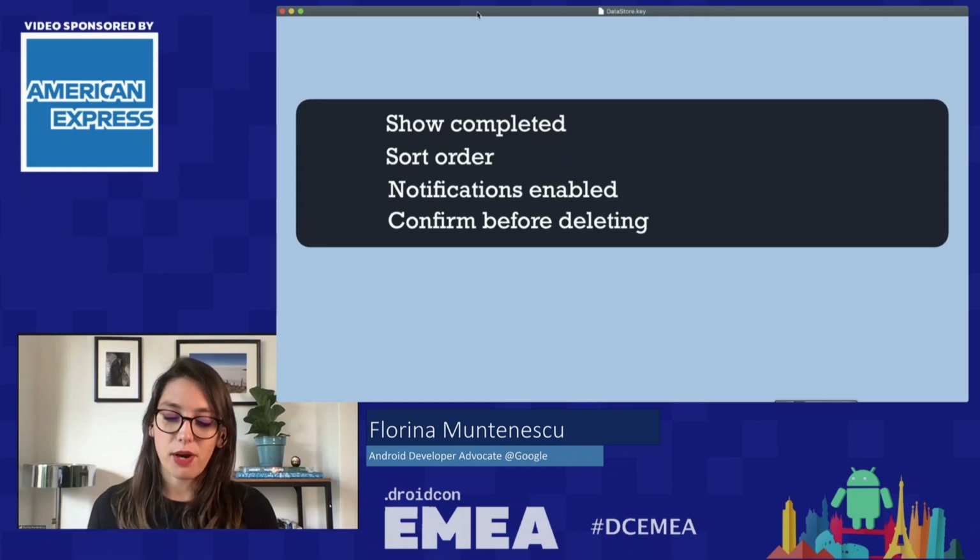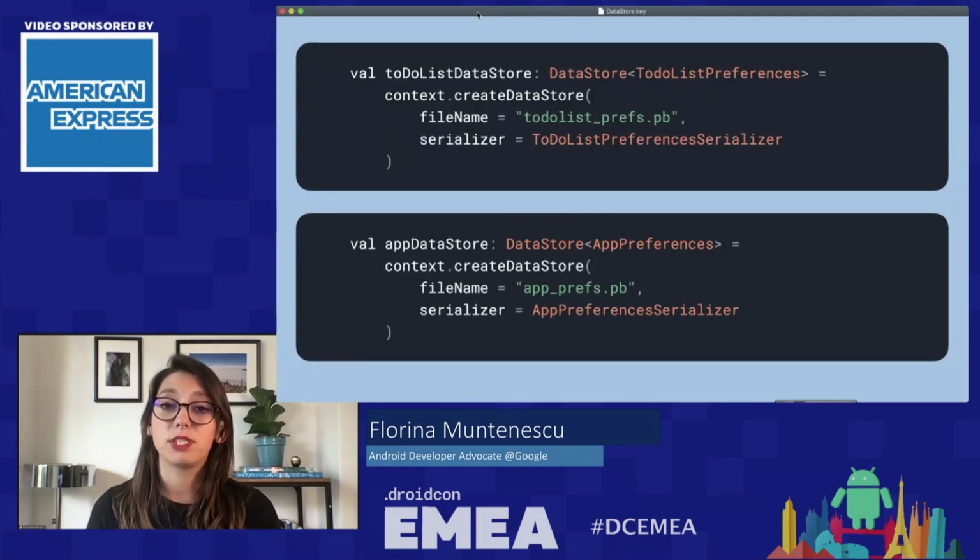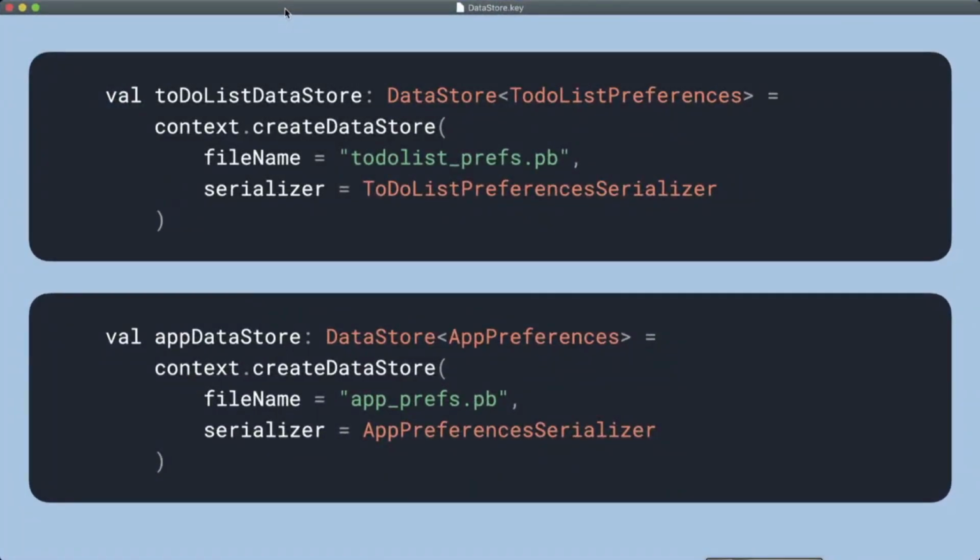So if you think about how you would model data, chances are you wouldn't keep all of these preferences in one class. You would probably want to keep them in two separate classes. So you could do the same when we're talking about data stores. You can separate the information that you need into multiple data stores. In the end, under the hood, it just creates a file.